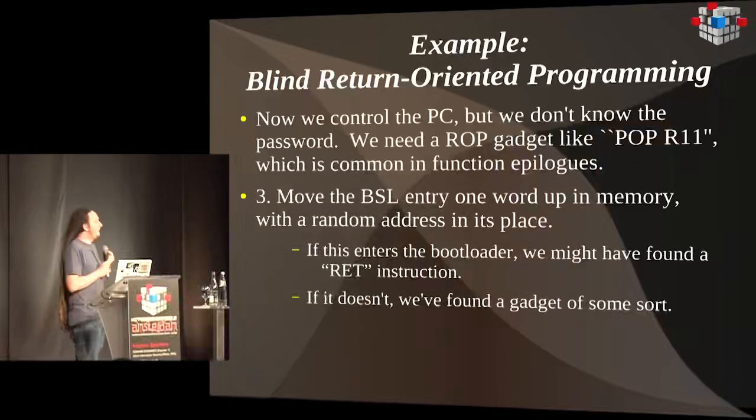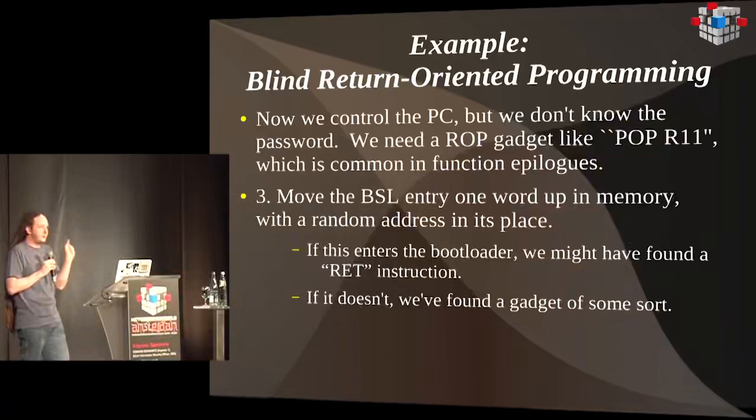Now that we control the program counter, we need to figure out the password. But we can't do that. So instead, what we have to do is find this pop R11 gadget. And the first stage to that is searching for the return statements, because we know that all gadgets in the ROP chain are going to come just before a return statement, especially when we're trying to move something out of the stack and into a register.